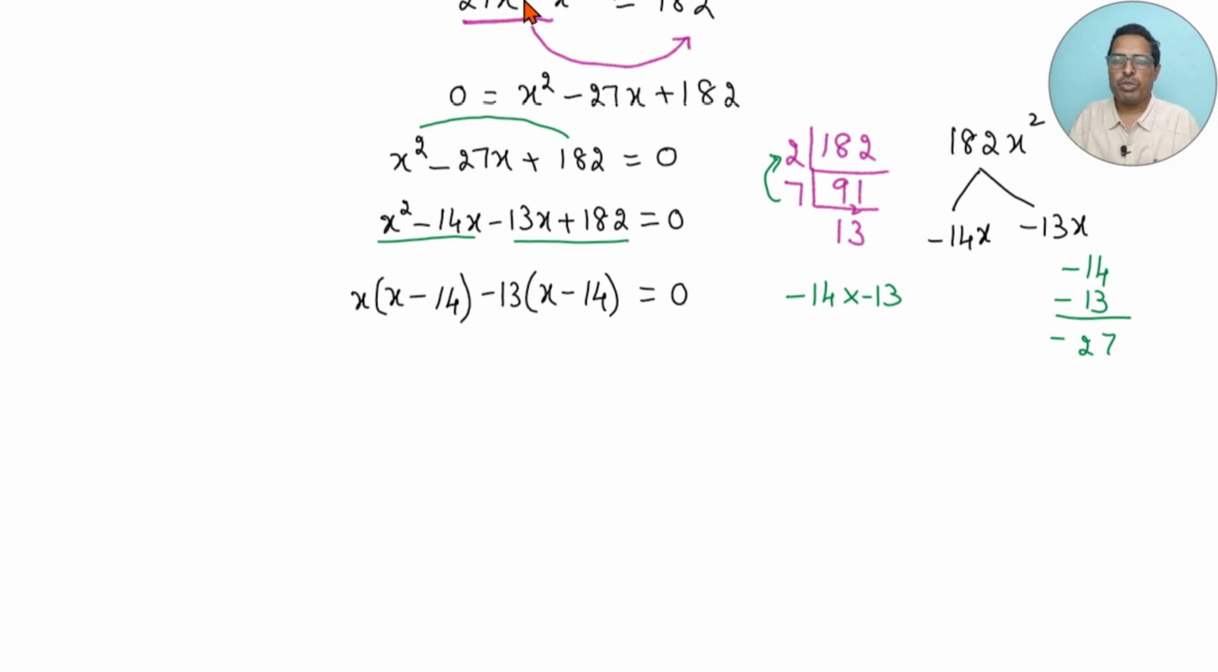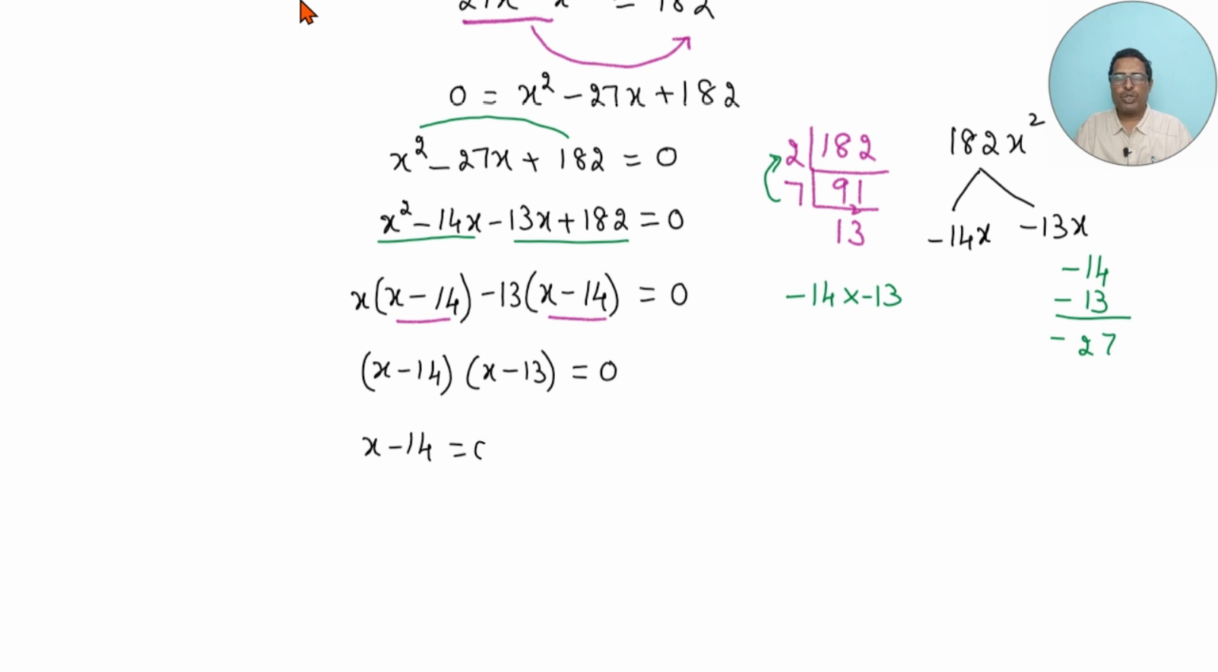Now if you try to observe, x minus 14 is common. So let me take that x minus 14 common outside. What will be left out? x minus 13 will be left out, is equal to how much? 0. So now we can see that we have two factors. Let us try to find out the value of x from here. First factor, we have x minus 14 is equal to 0. The second factor is x minus 13 is equal to 0.